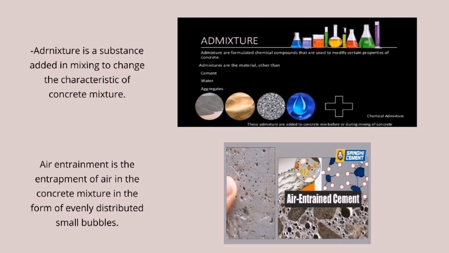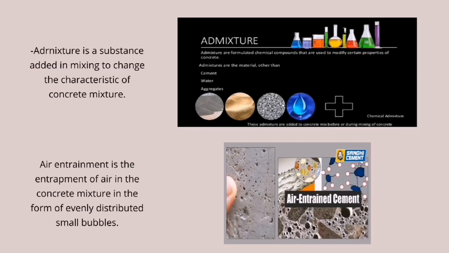Admixture is a substance added in mixing that changes the characteristic of the concrete mixture. There are varieties of admixture available, like the air entraining admixture, which is very common. Others like water reducer, retarder, accelerator, pozzolan, and plasticizer are also used.